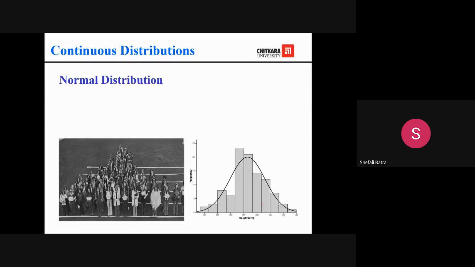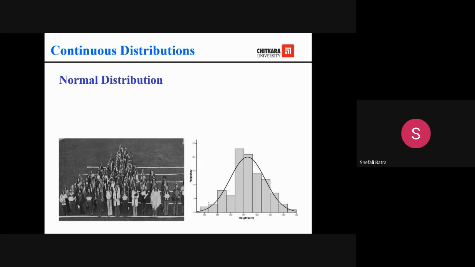Okay. Now come to the next, that is normal distribution, right? We have done binomial distribution as well as Poisson distribution. Binomial and Poisson distribution both are discrete distributions. And next, normal and exponential distribution both are continuous distributions. So today we'll be starting one continuous distribution, that is normal distribution, right?